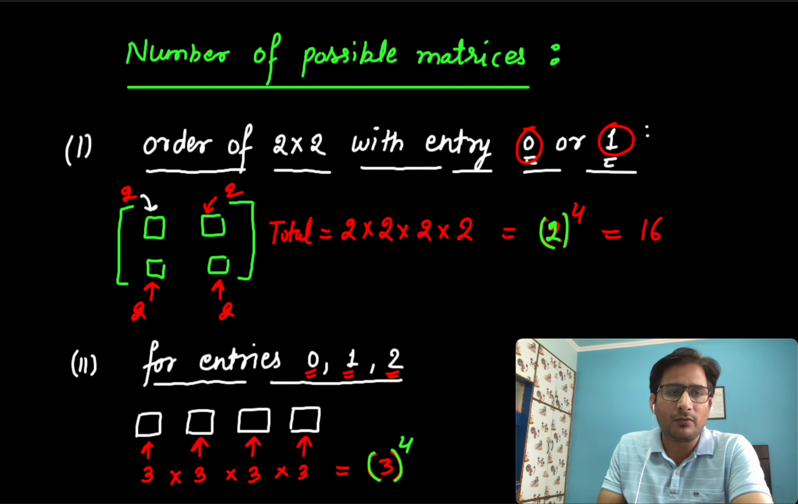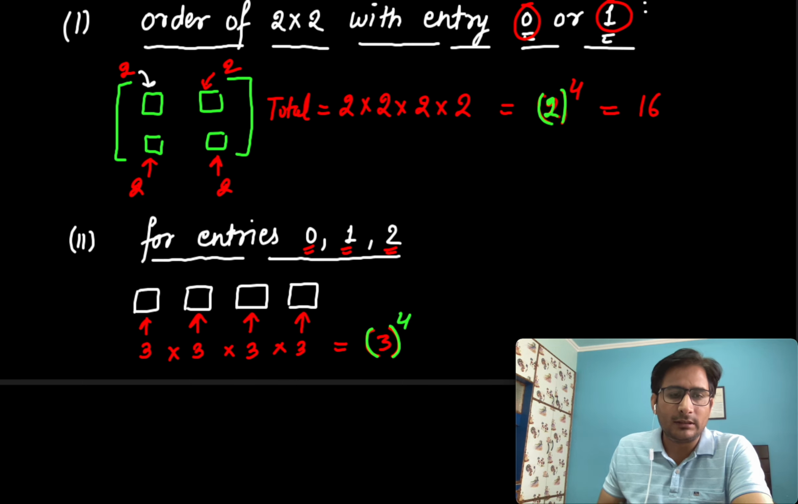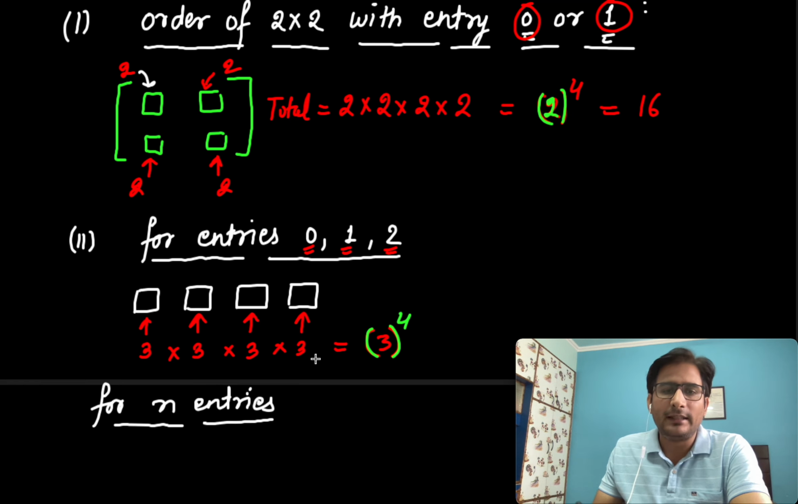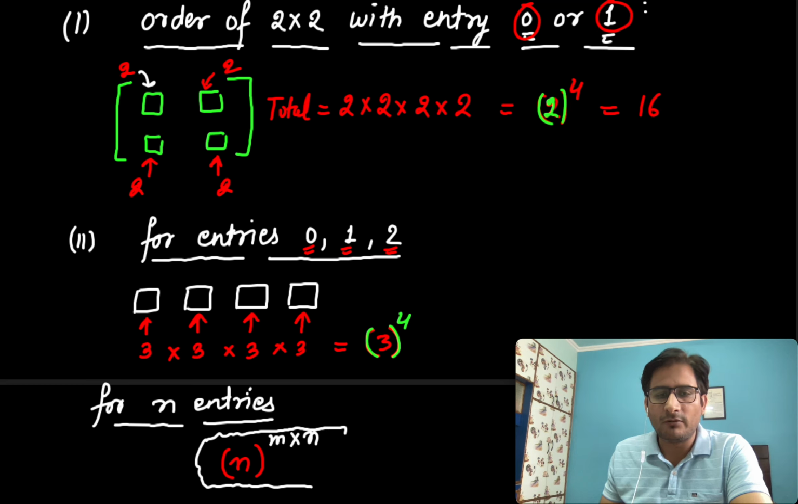Let us make the general formula for this. If there are n entries, in the first case there are 2 entries, in the second case there are 3 entries. So the formula is n power the order of the matrix. Order of matrix means m into n. So this is a general formula to find the total number of possible matrices. N is the number of entries and m into n is the order of the matrix.